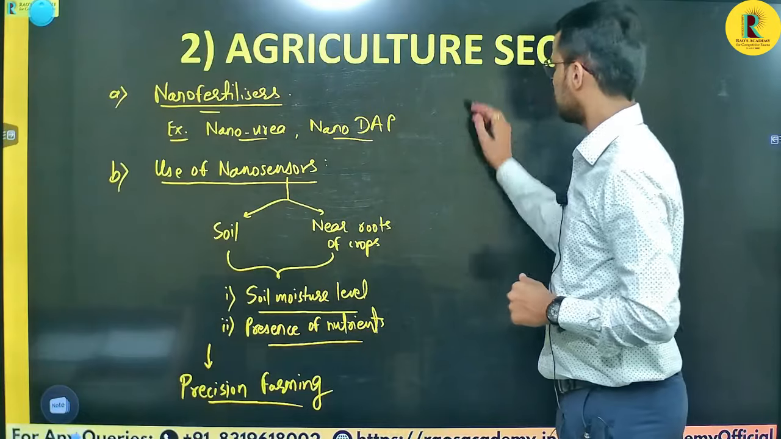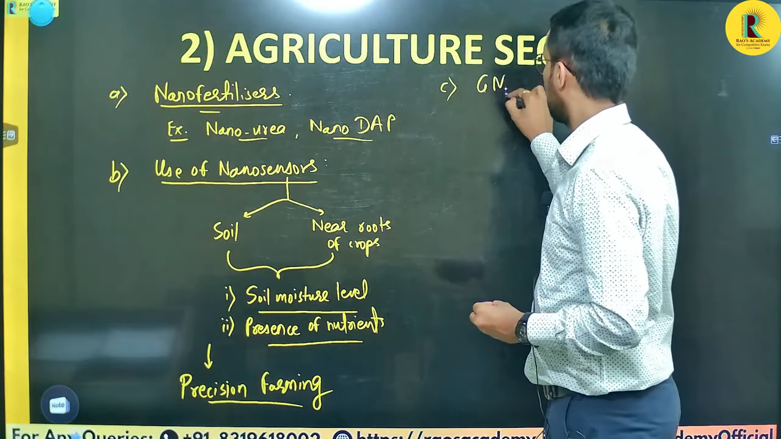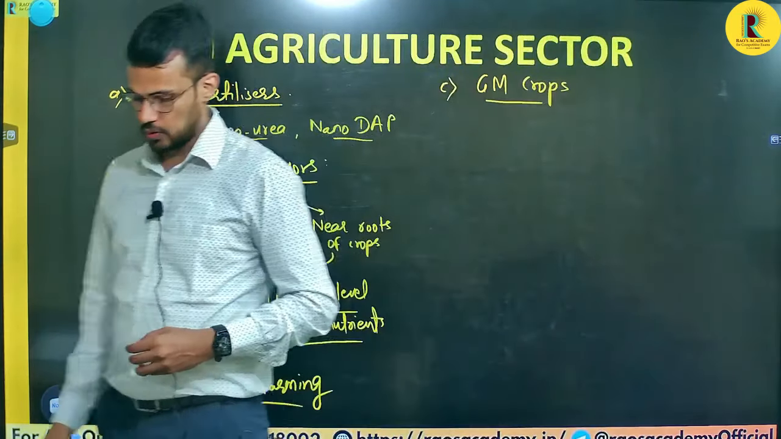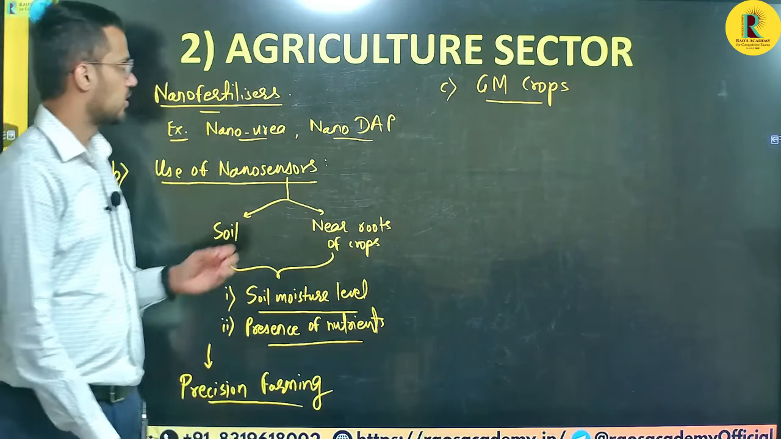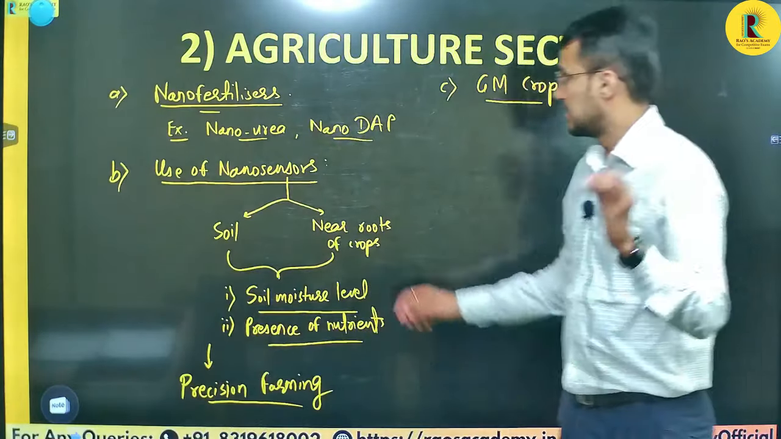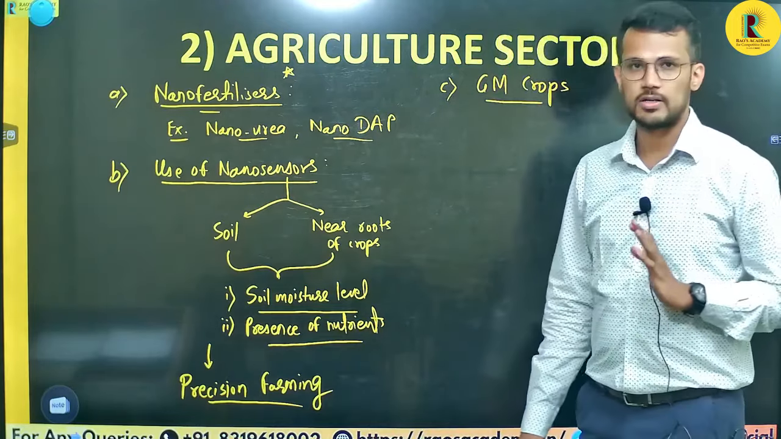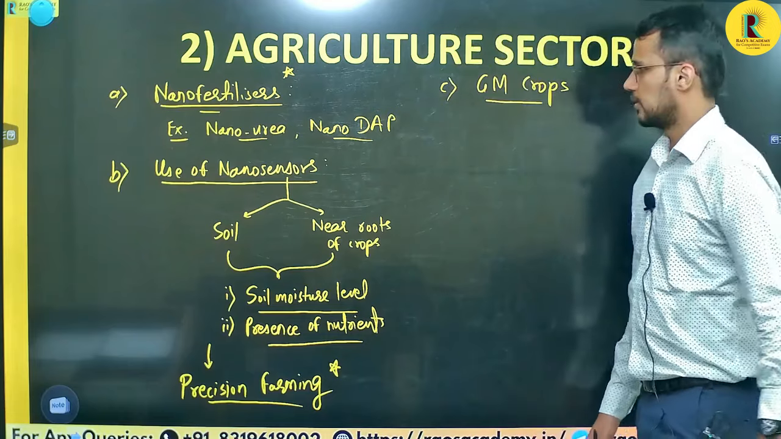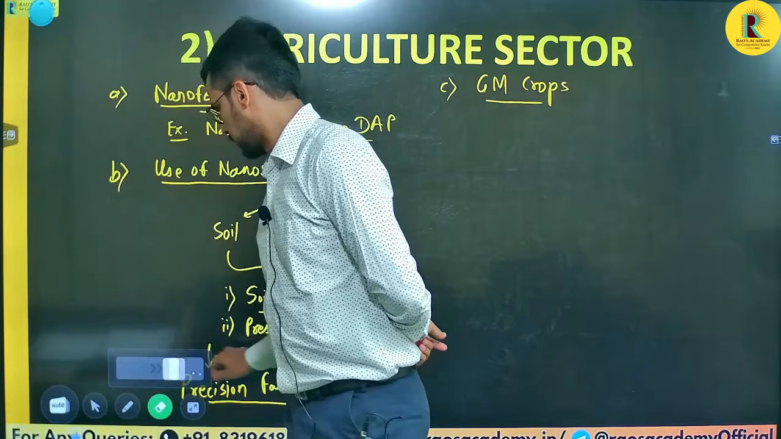Next application is in agriculture only, for the production of genetically modified crops. We can use nanotechnology for the production of genetically modified crops as well. Fine, so these are some of the applications in which we can use nanotechnology. Nano fertilizers we have already started using, and this term you should remember. Clear? Next.